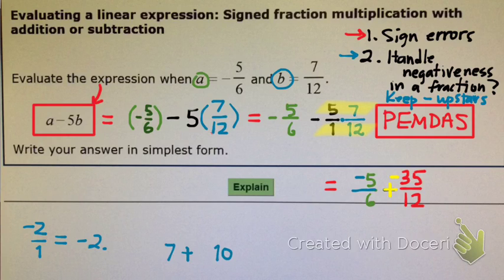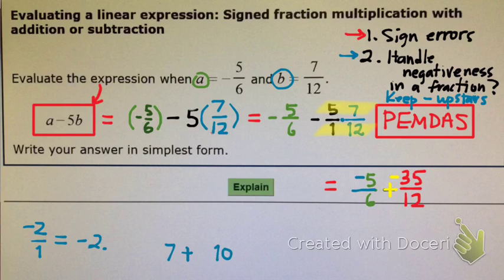So now that we're ready for the addition step, what's our first play in order to add these two fractions? We need a common denominator. Anytime we're adding or subtracting fractions, their denominators need to be common before we can do anything with them. So we need a denominator which is common to both 6 and 12, a common multiple of 6 and 12. What works?